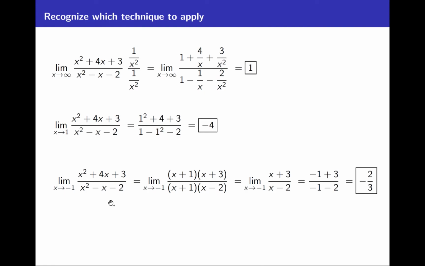And you get an answer of minus 2/3. So in these three limits, they're all involving the same function, but x is approaching a different number or a different entity. And we had to use different techniques.